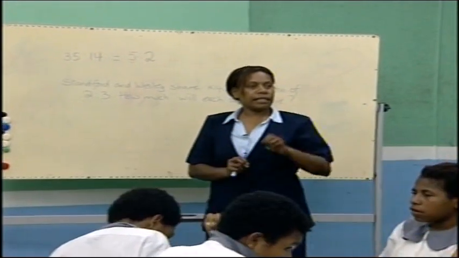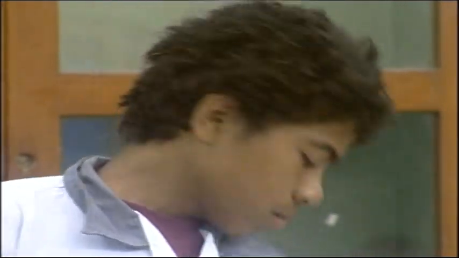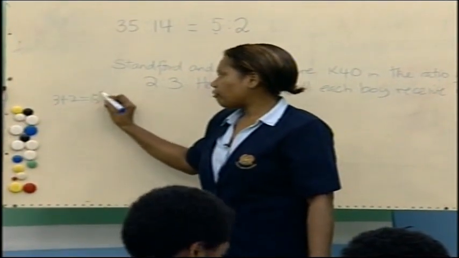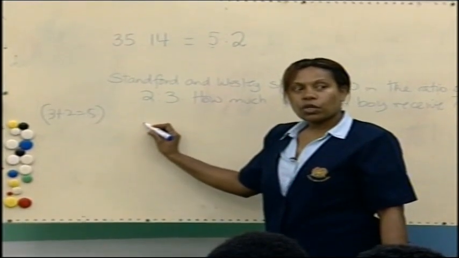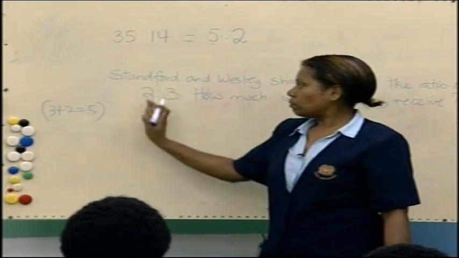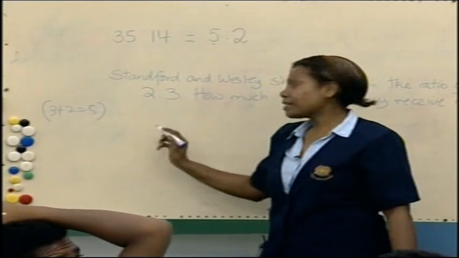All right, Jubilee, if you can give me the working out instead of giving the answer first. 3 plus 2. Okay, good. 3 plus 2, which is equal to 5 parts. Okay, good. So firstly, let's work out Stanford's share. 2/5.